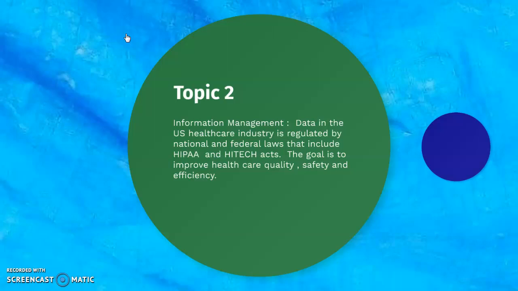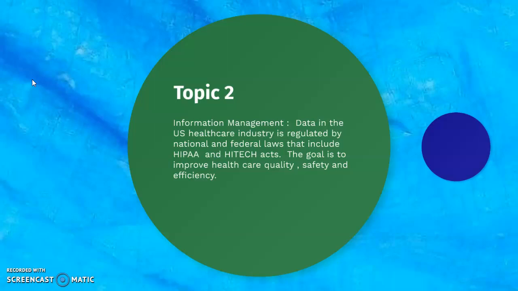Information management is an industry that's regulated by national and federal laws that include HIPAA and the HITECH Acts. The goal is to improve healthcare quality, safety, and efficiency. HIPAA is the Health Insurance Portability and Accountability Act. This was published in 1996 and set the core healthcare IT standards. Its rules regulate the use and disclosure of personal health information and establish national standards to protect it. Everyone who is in an electronic health record chart of a patient is held to this standard.